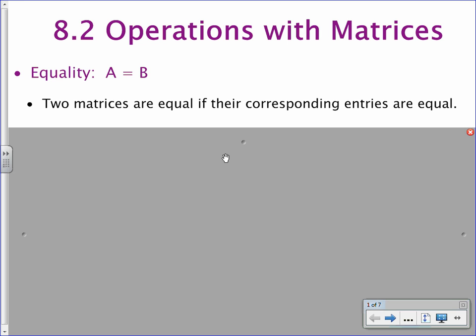What probably needs to be true about the order of A and B if they're equal? They should probably have the same order, right? That kind of seems like common sense, right?